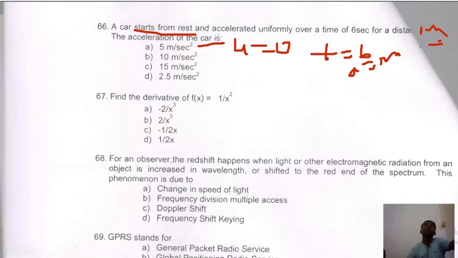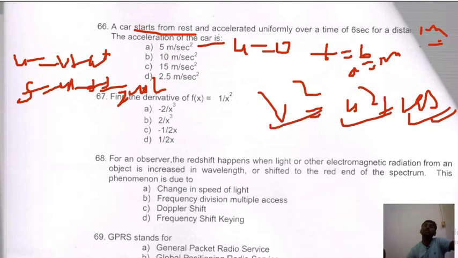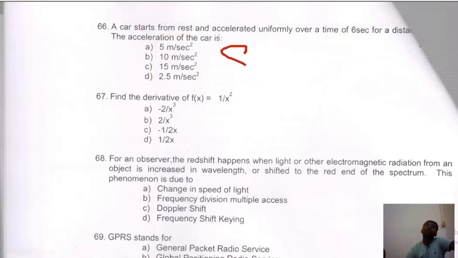So what will be the acceleration of this car? This is a linear motion question. As you know, we have three formulas: v equal to u plus at, then s equal to ut plus half at square, and the third formula is v square equal to u square plus 2as, where s is distance, a is acceleration, u is initial velocity, v is final velocity. According to this, the initial is rest, so u equal to 0, and v we have not got, so we have to calculate acceleration only. Time is given, distance is given, so we should use s equal to ut plus half at square.